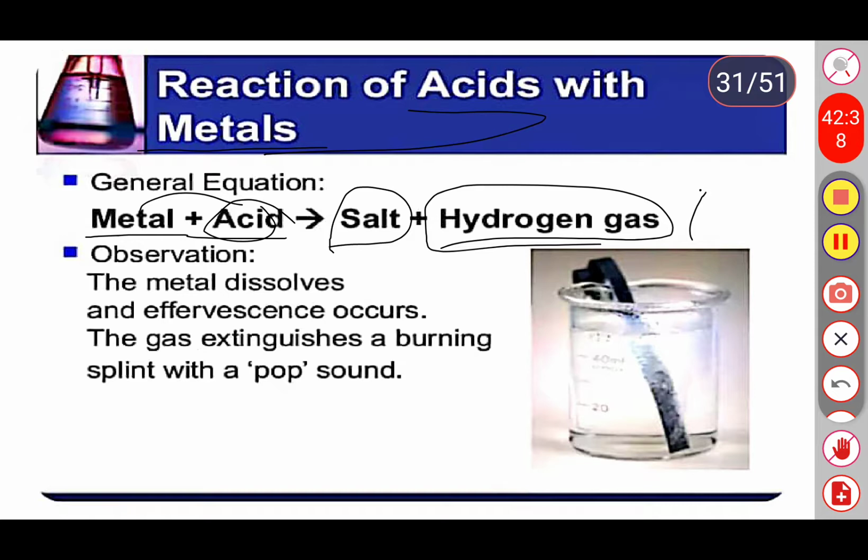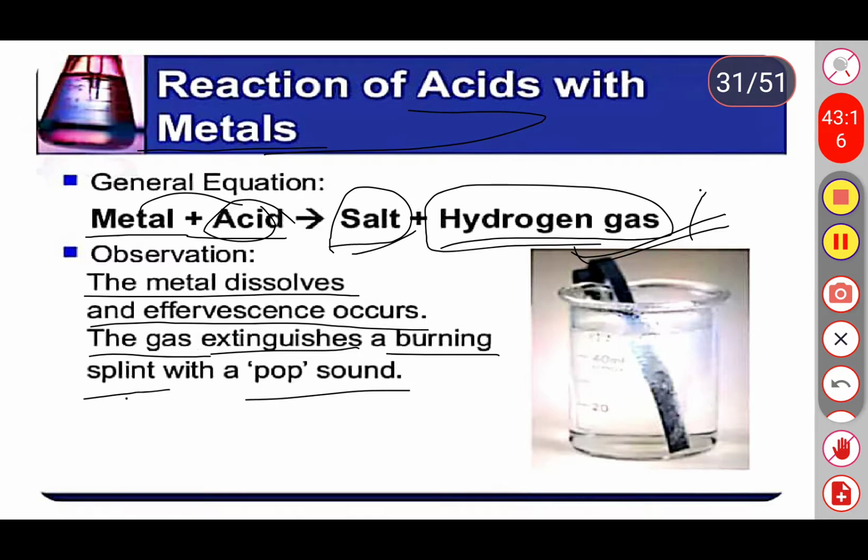Which type of gas will be released when acid is combined with a metal? Obviously the gas is nothing but hydrogen gas. Okay, see here, the metal dissolves and effervescence occurs. The gas extinguishes a burning splint with a pop sound. So when a metal reacts with acid, it produces a pop sound, and it produces the two most important components, that is salt and hydrogen gas.